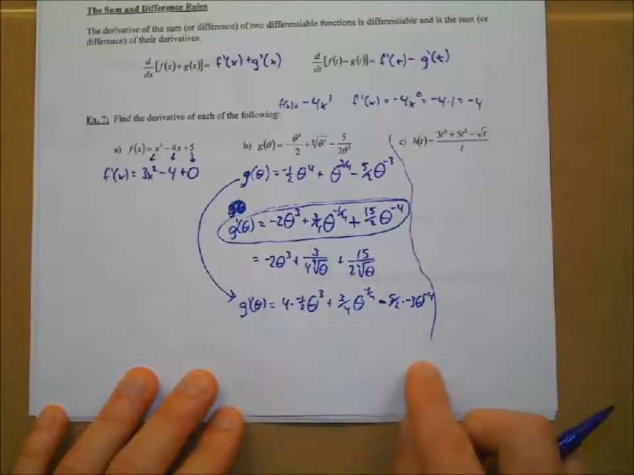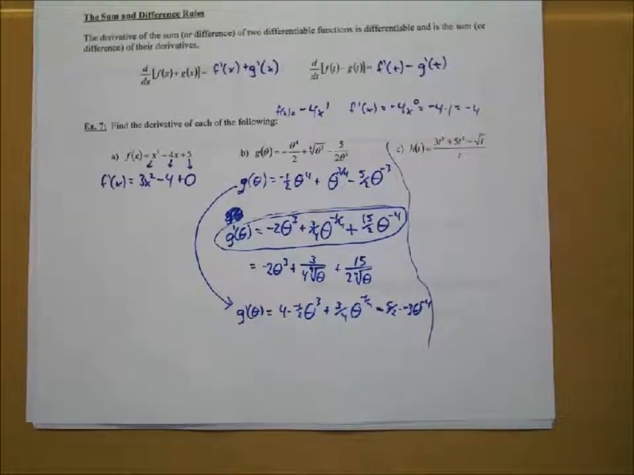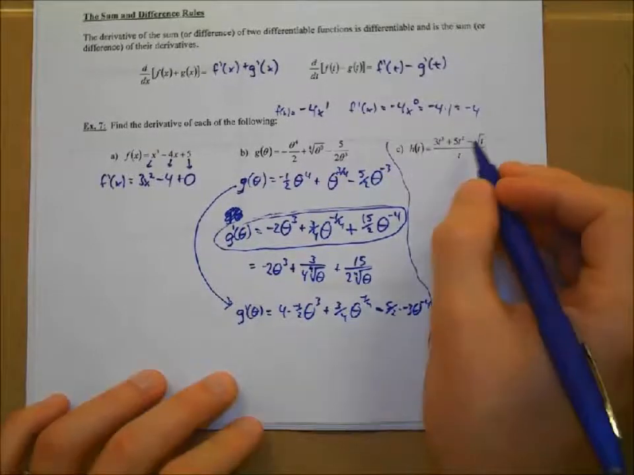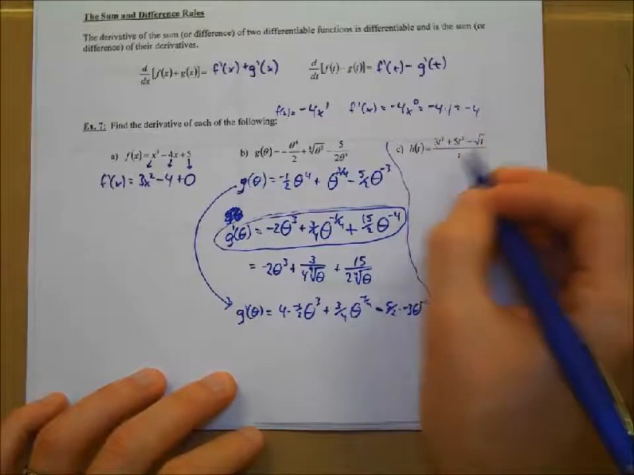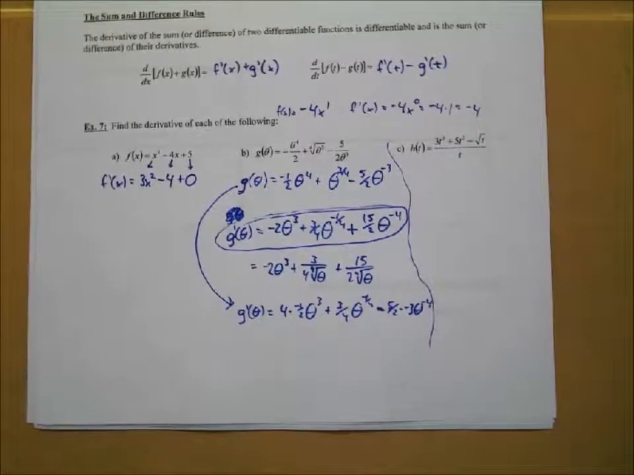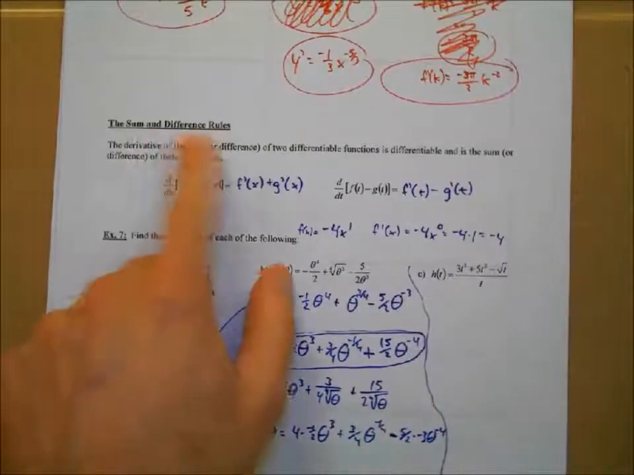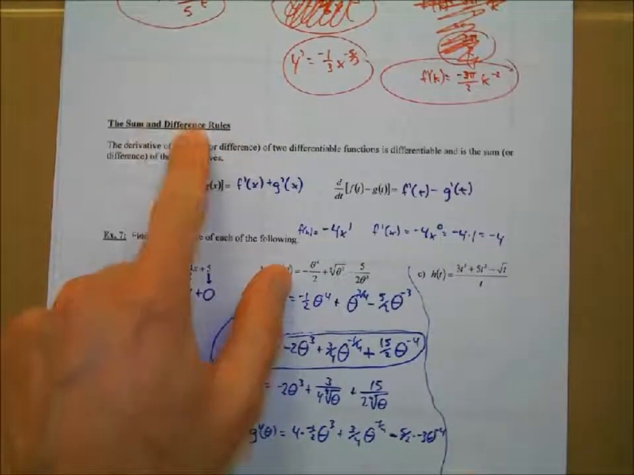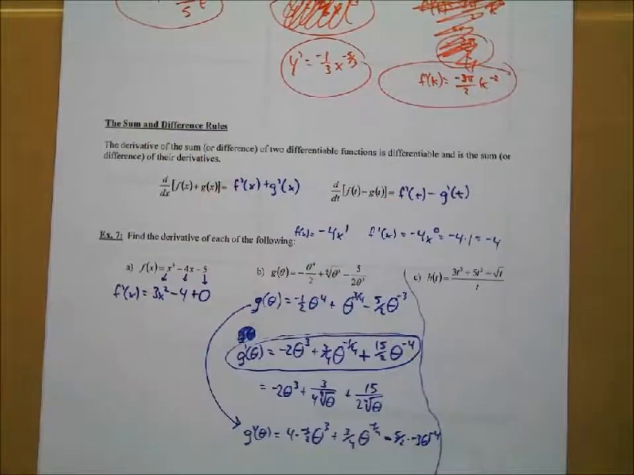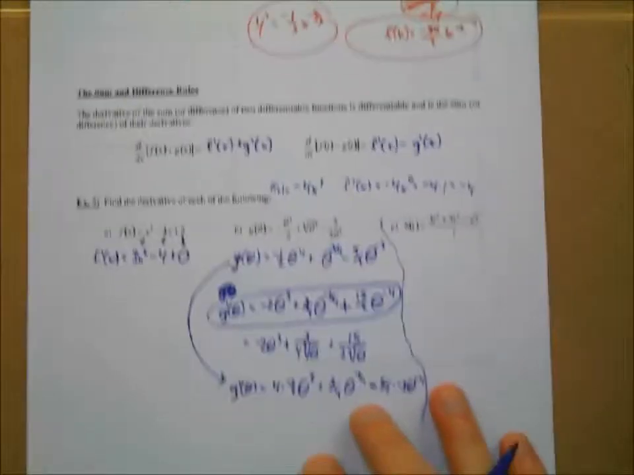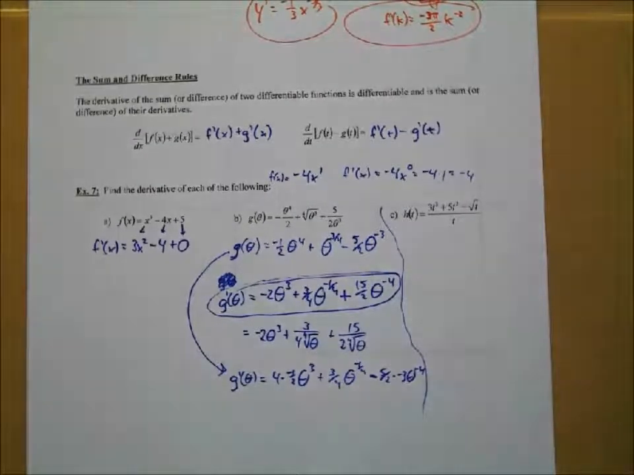All right, and then we go to letter C. All right, and here is a quotient. Can we just take the derivative of the top and divide it by the derivative of the bottom here? No. Okay, we can't do that. That is not one of our rules. We only have that rule for the sum and difference, where if we have a sum or a difference, you can take the derivative of the individual pieces and then add or subtract them. Okay, we really want to be able to take the derivative here as it's written, right?